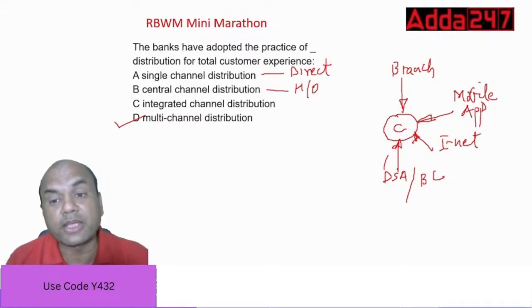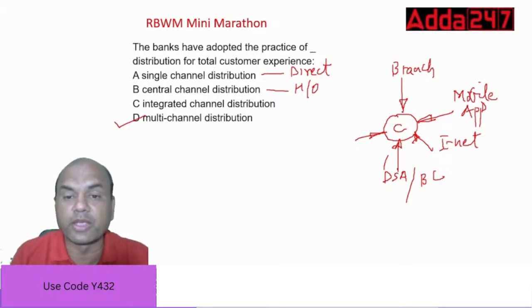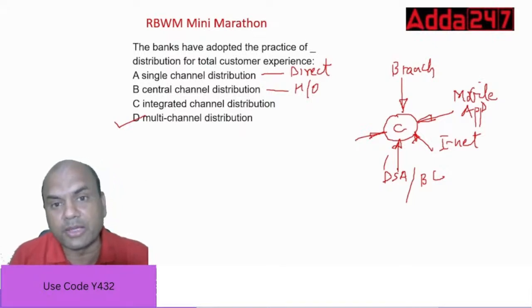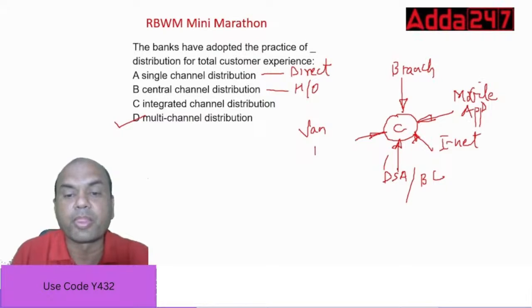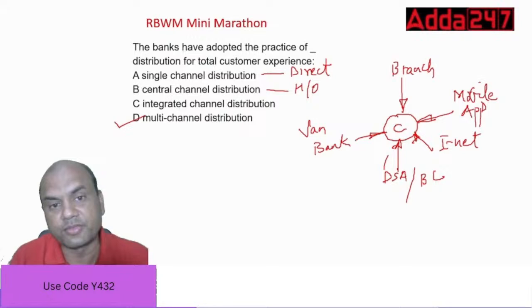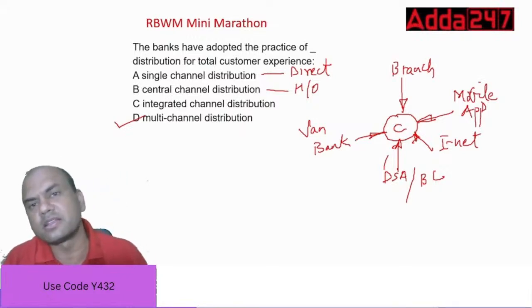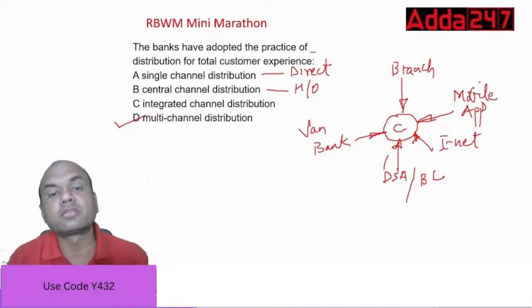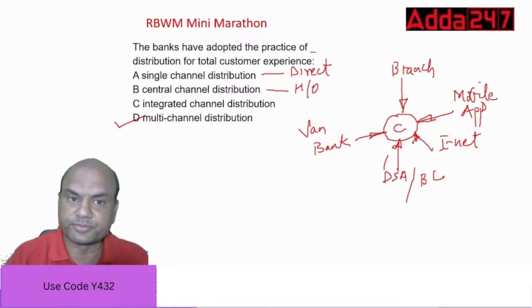There are various other channels also. In rural areas we have mobile branches, right? Mobile banking we have. Mobile means not mobile, it's running, we can call it van banking, right? We go to the rural areas through vans. So various channels can be there. So banks have adopted the practice of multi-channel so that the customer gets a better experience, isn't it?